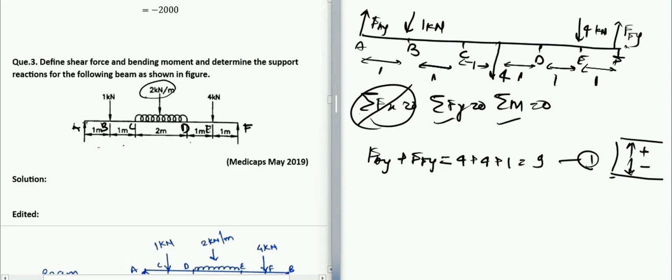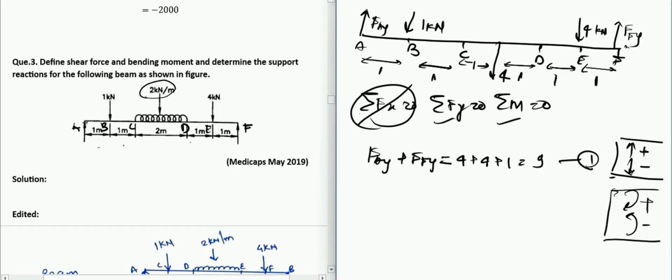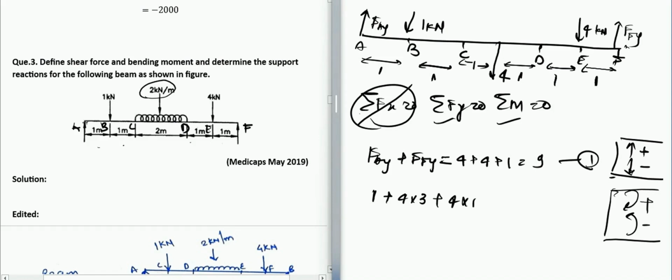So what we have is 1 kilonewton force, and let us establish a sign convention as clockwise positive and anti-clockwise negative. Again, you can reverse this, it won't affect your solution. So 1 kilonewton into 1 will give you 1 in the clockwise direction, so I have taken it as positive. Plus 4 into 3, because again it is a clockwise direction. And we have 4 into 5 again in the clockwise direction. So 1, 2, 3, 4, 5 is the distance for the 4 kilonewton force.